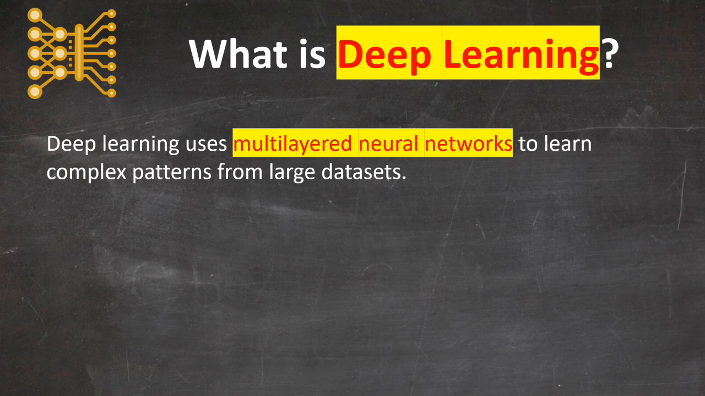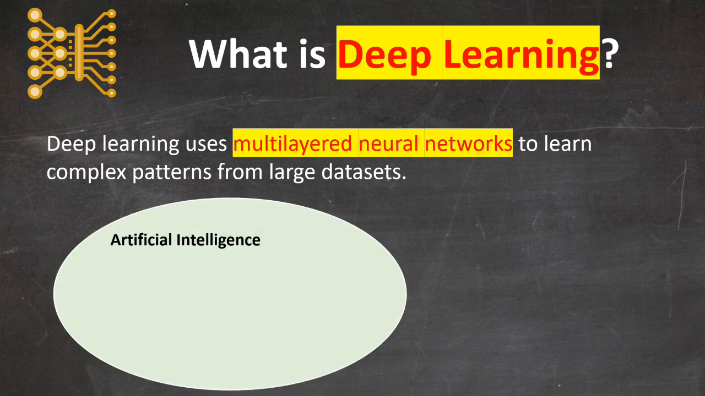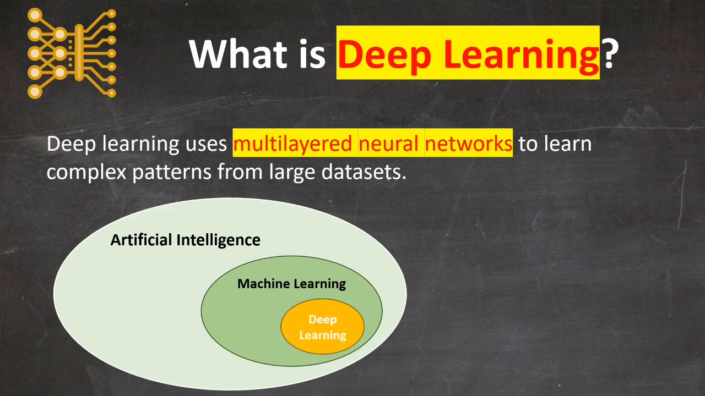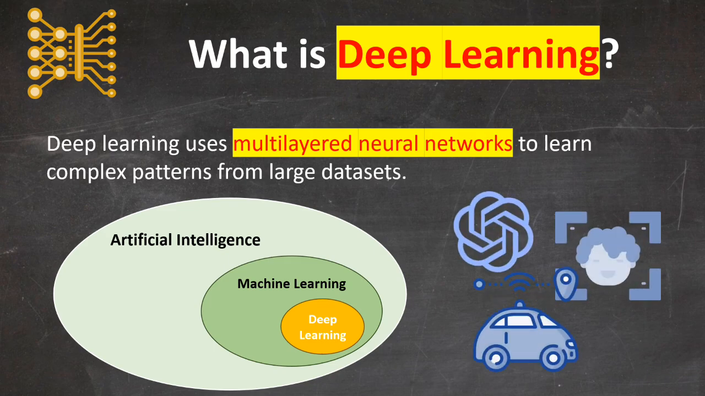Deep learning sits within the broader field of artificial intelligence. Think of AI as the overarching goal of creating intelligent systems, machine learning as the approach to teach systems using data, and deep learning as the cutting-edge technique that drives many of today's AI breakthroughs. It's the technology behind tools like ChatGPT, facial recognition, and self-driving cars, making it a game-changer in modern IT and software development.